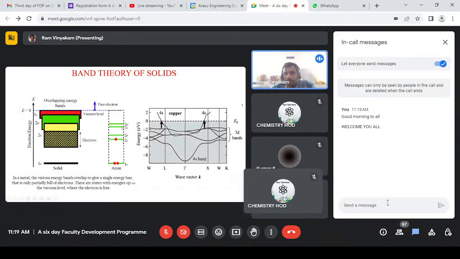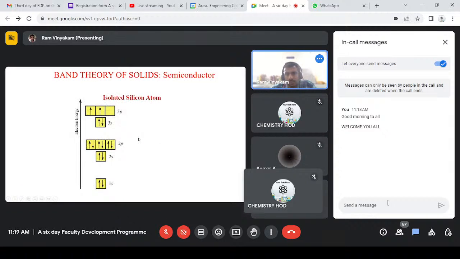To make it easy, we say that the top filled level in the case of a metal is the Fermi level. In the case of insulators and semiconductors, this will vary. Let me move on to semiconductors in the same way.